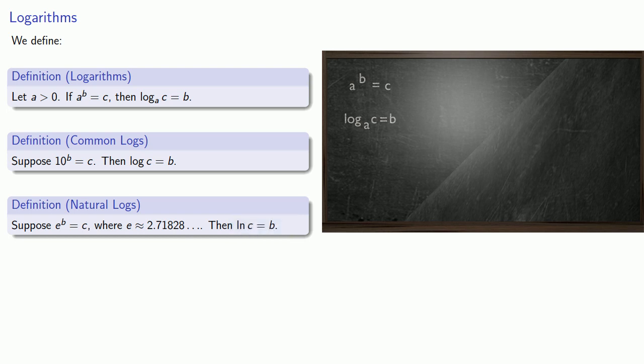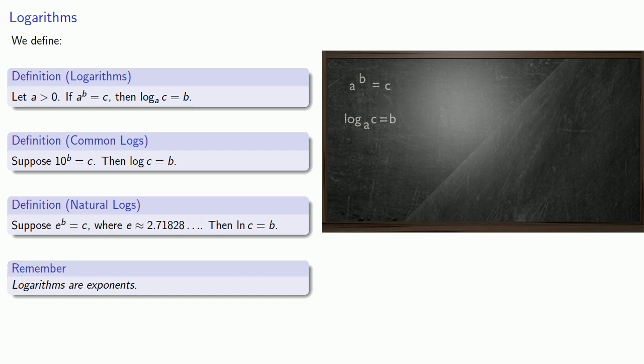So remember, equals means replaceable, and in each of these we have b is the same as the log. But in every case, b is the exponent. So the thing to remember is that logarithms are exponents.